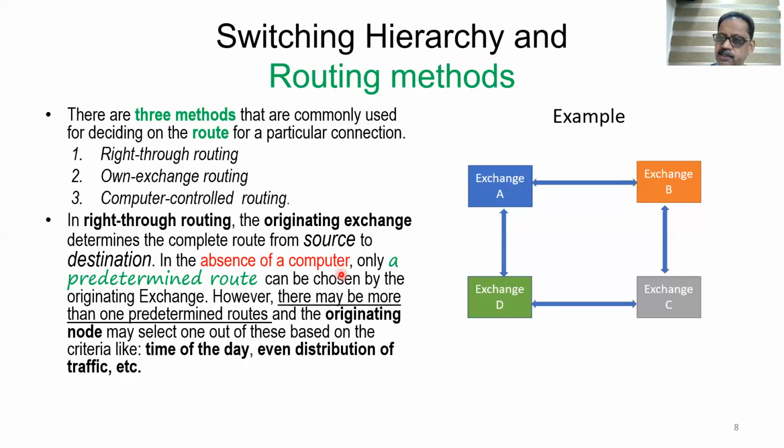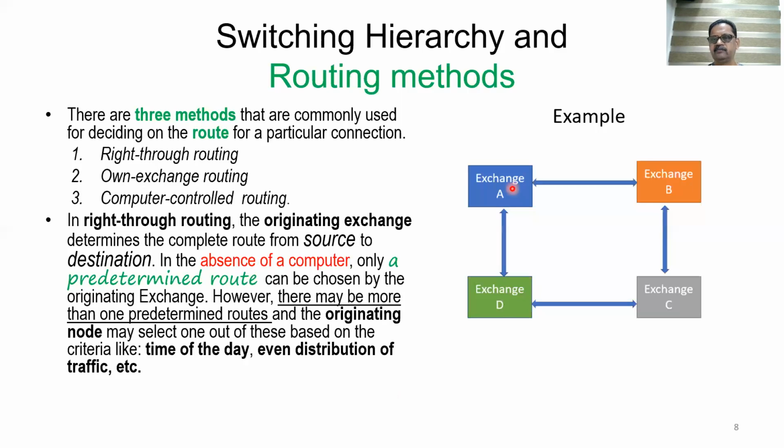In the absence of a computer, only a predetermined route can be chosen by the originating exchange, since we don't use the computer to help us in routing. So the originating exchange will have predetermined routes, particulars of how the call between A and C should be completed. However, there may be more than one predetermined route, and the originating node may select one of these based on criteria like time of the day, even distribution of traffic, and some other factors.